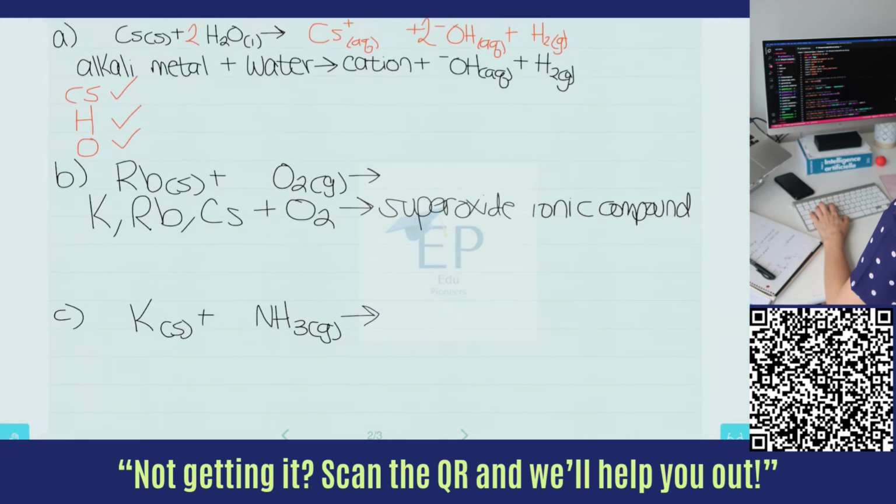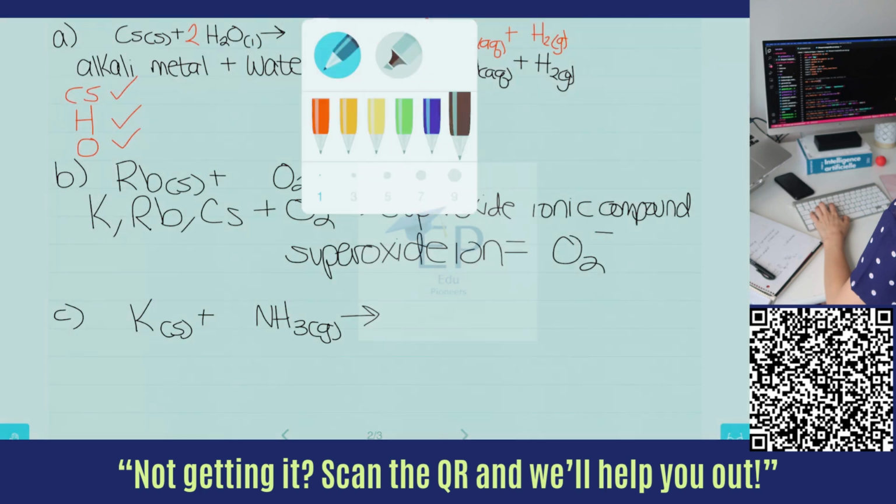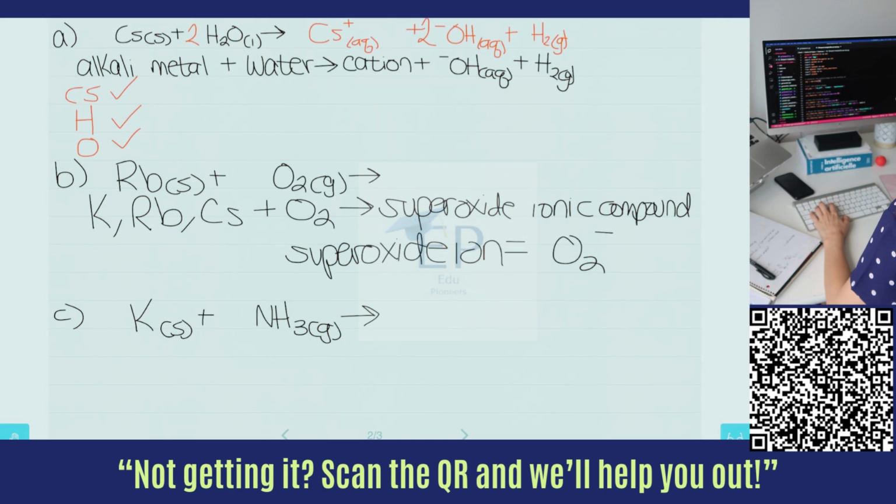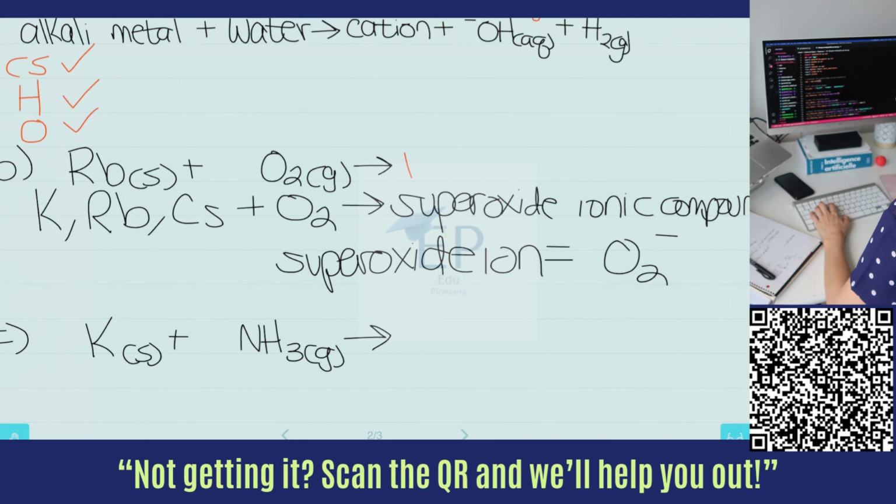Knowing this, let's remind ourselves that the superoxide ion is equal to O2 with a -1 charge. So the superoxide ionic compound for this rubidium metal is going to yield rubidium with a charge of 1 and superoxide with a charge of -1. So that gives us a 1-to-1 ratio.